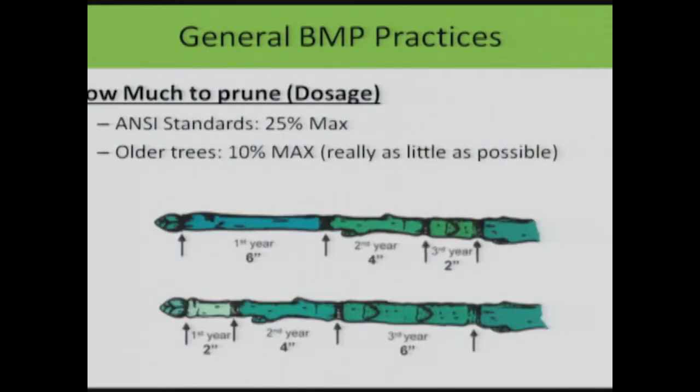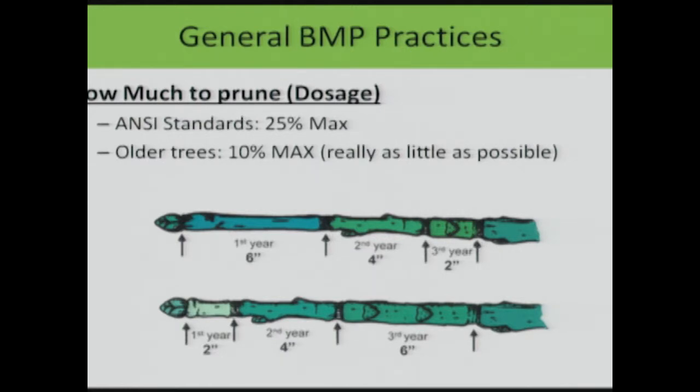So the next question is, how much should we prune? And you'll read different things in different places. The ANSI standards just say 25% of the living tissue maximum. Dr. Ed Gilman's book says 25% for a medium-aged tree, and it says up to 50% for a young tree.